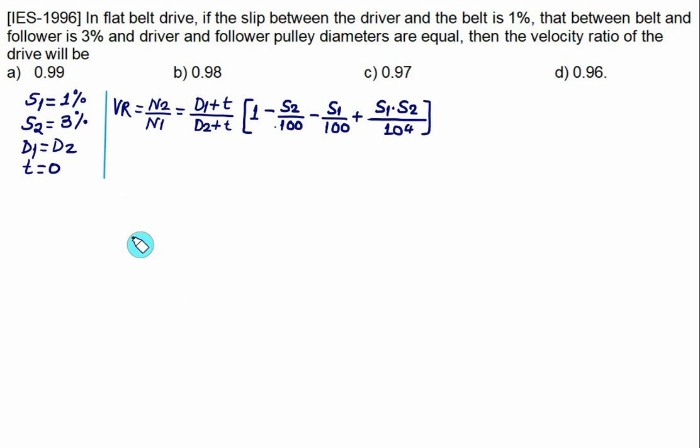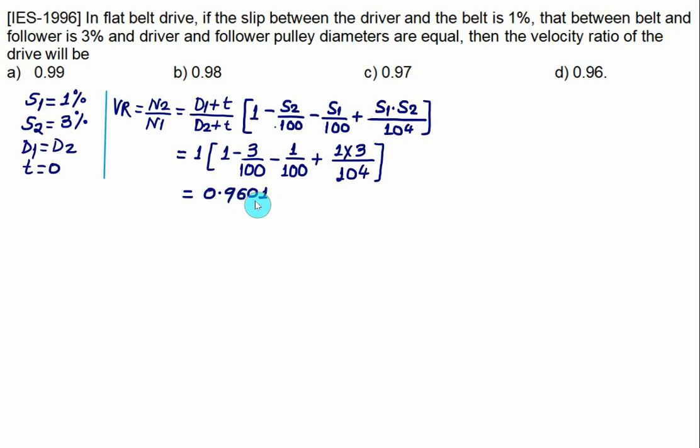So the generalized formula to find out the velocity ratio is N2 by N1 is equal to D1 plus T upon D2 plus T into 1 minus S2 by 100 minus S1 by 100 plus S1 into S2 by 10 to the power 4. This time thickness you have to neglect. D1 and D2 are identical, so this term is equal to 1, into 1 minus S2, which is 3 by 100, minus S1, which is 1 by 100, plus S1 into S2, which is 1 into 3 divided by 10 to the power 4. D1, D2 will cancel out. Effect of T is equal to 0. So this equation will give you the velocity ratio very close to 0.9601, that is approximately equal to 0.96. 0.96 means choice D is the correct choice.